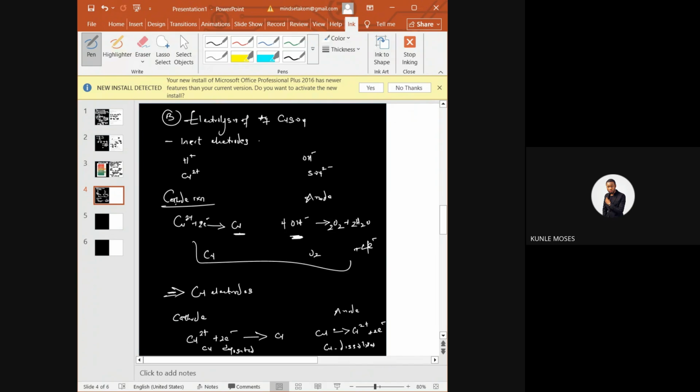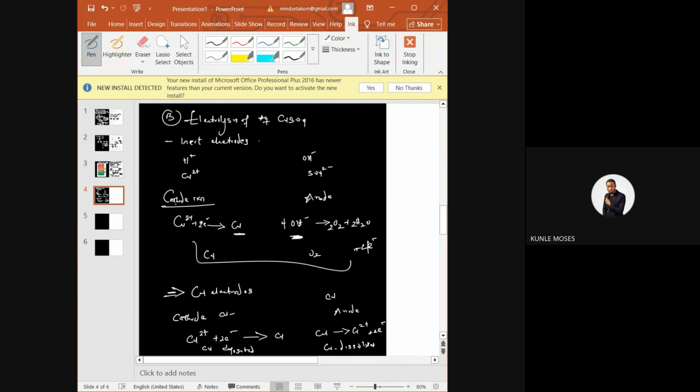Now, here it has changed to copper. What is dissolving at the anode is copper, and copper ion is the one that is being formed. And here, copper is the one deposited. Copper is deposited here.